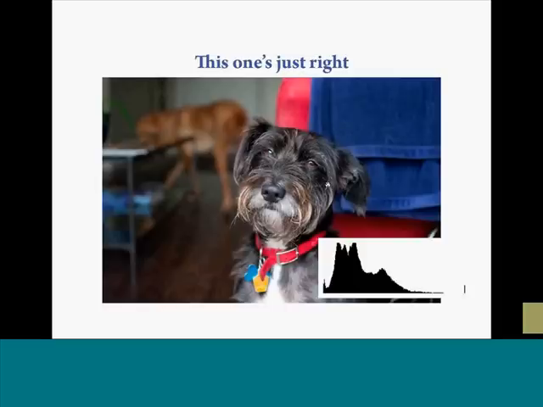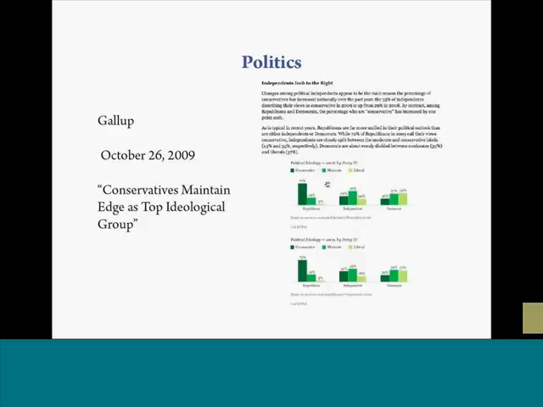So experienced photographers will often, after taking a picture, not actually look at the image, but look at the histogram to try to figure out whether the exposure was correct. If you have an SLR camera, this is one of the things it can do. So let's look at another one.